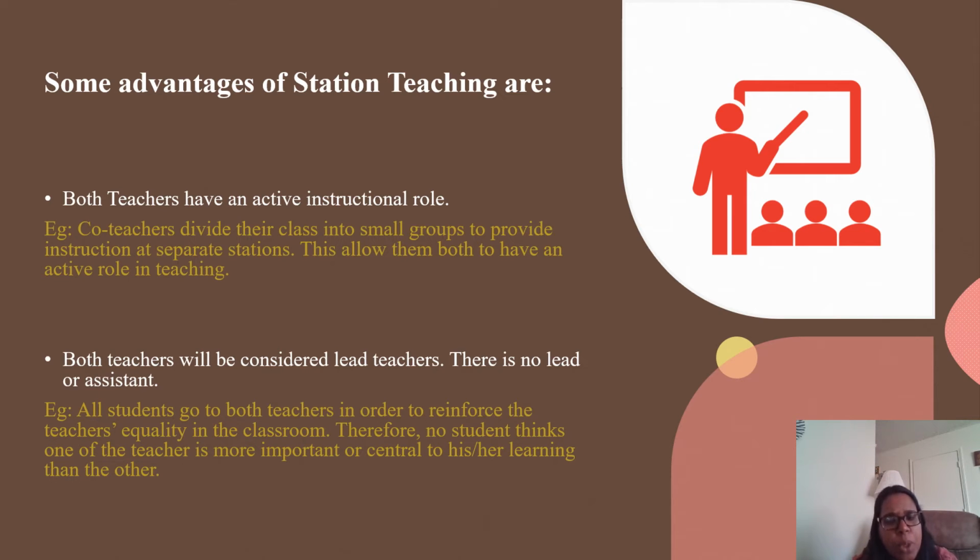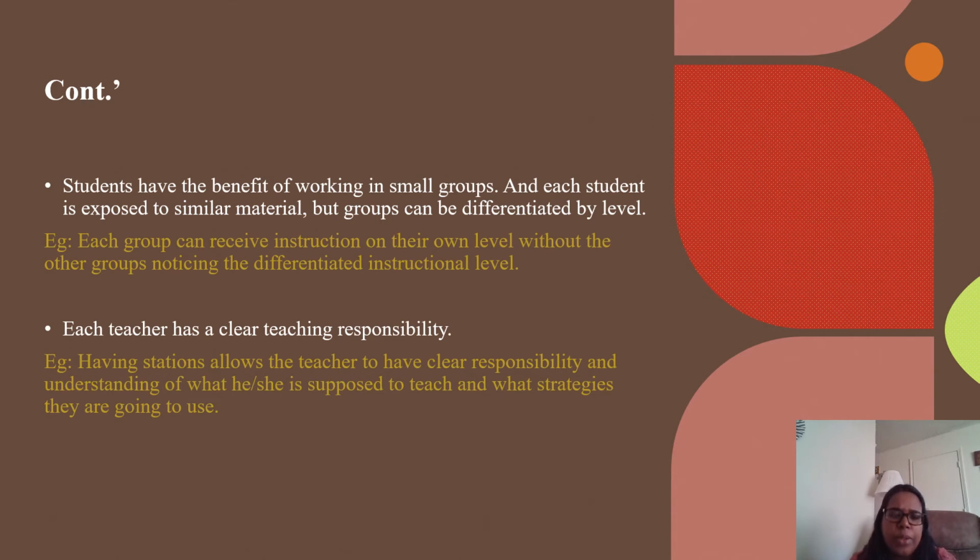Number 2, both teachers will be considered lead teachers. There is no lead or assistant. For example, all students go to both teachers in order to reinforce the teachers' equality in the classroom. Therefore, no student thinks one of the teachers is more important or central to his or her learning than the other.